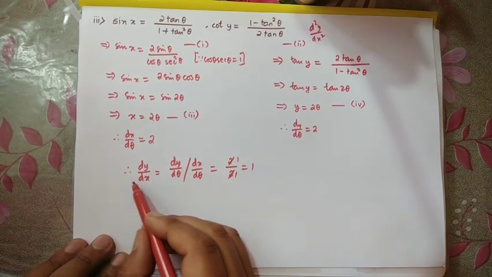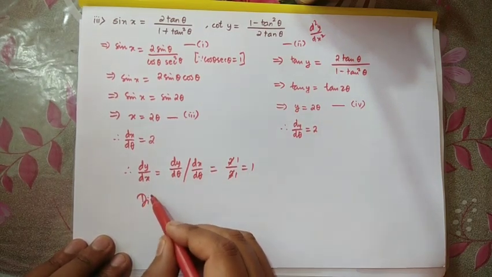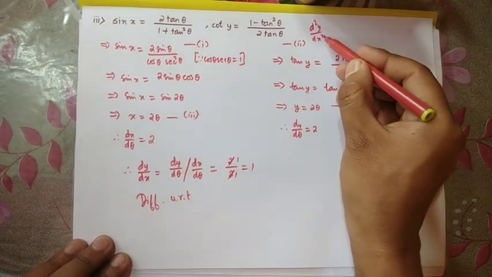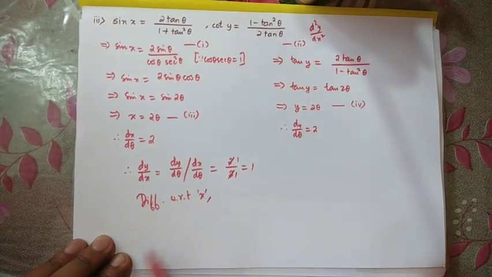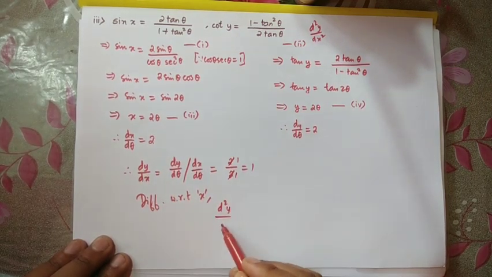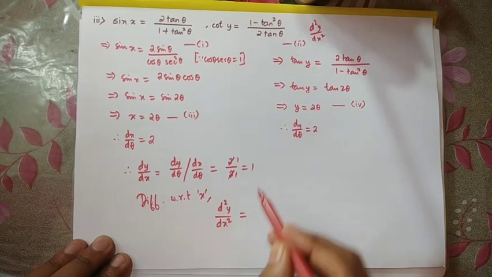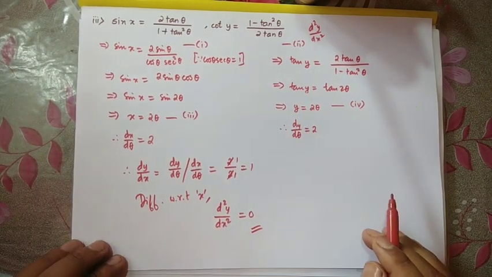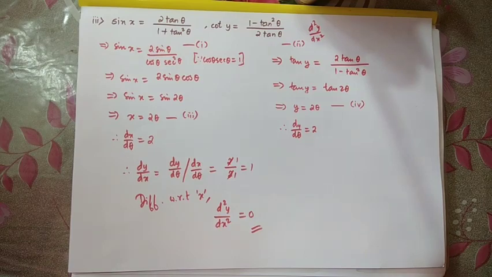Now we need to differentiate again. Since we are finding d square y by dx square, we have to differentiate with respect to x. So this becomes d square y by dx square, and the derivative of 1 is going to be 0. So my answer will be 0. Pause the video to note down.